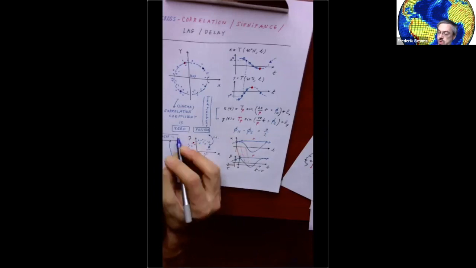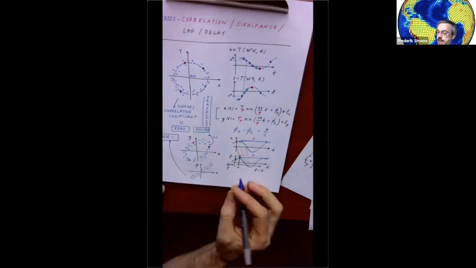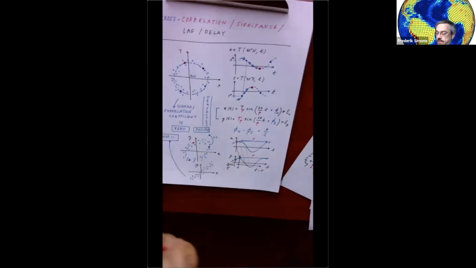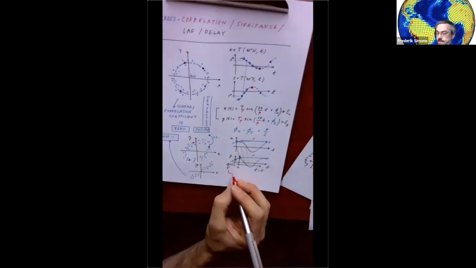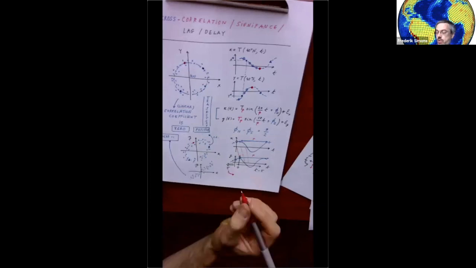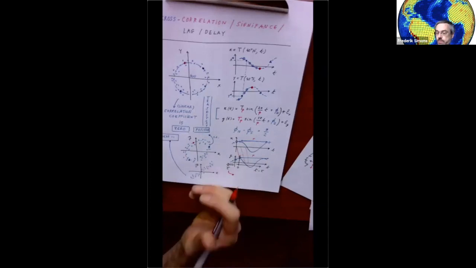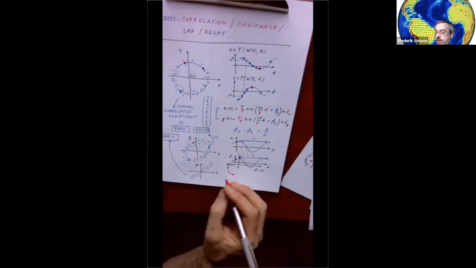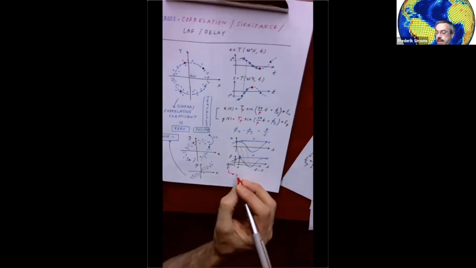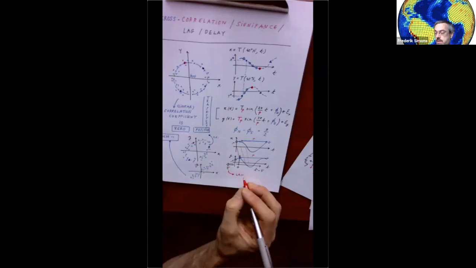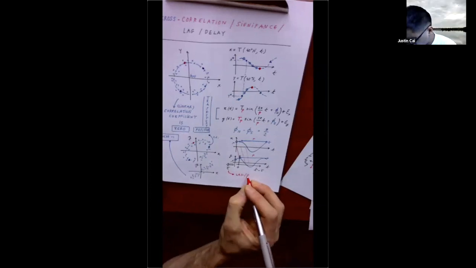So this variable here, the amount by which you need to shift it in order to maximize your correlation coefficient is an example of a lag, lag as in delay or time lag.